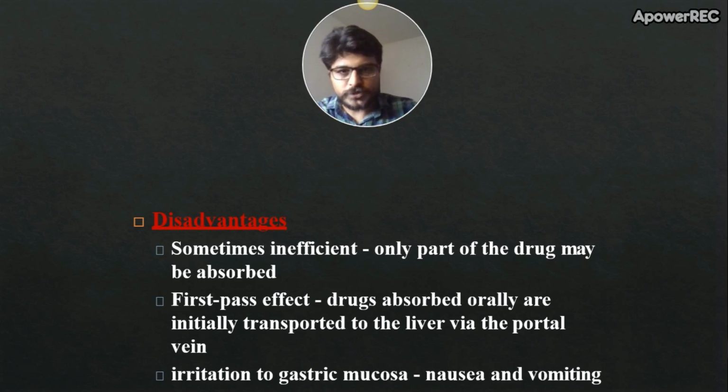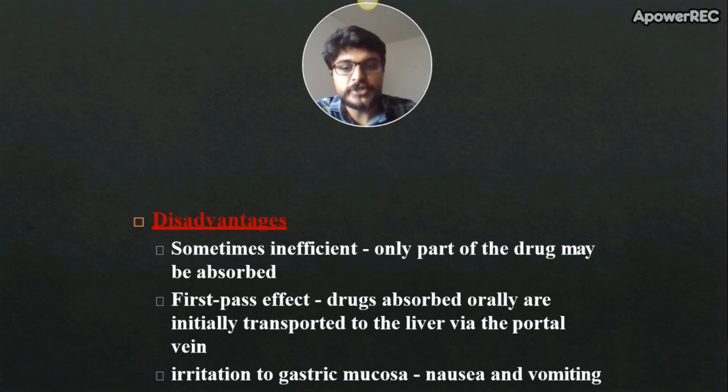So what happens in first pass metabolism? Whenever we take this drug through the oral route, it will reach our stomach. Now in the stomach it is absorbed, and from the stomach blood vessels it will reach the liver via portal circulation. Now as we know, the liver is a chemical factory, right? It will metabolize some amount of the drug, and the remaining amount of the drug will further go to our systemic circulation to produce its effects, right? So some amount of drug is metabolized in the liver, and that is totally useless for us. So that is known as first pass metabolism.